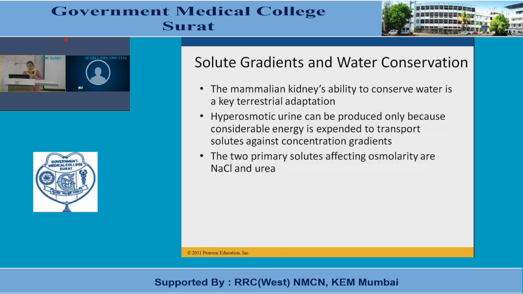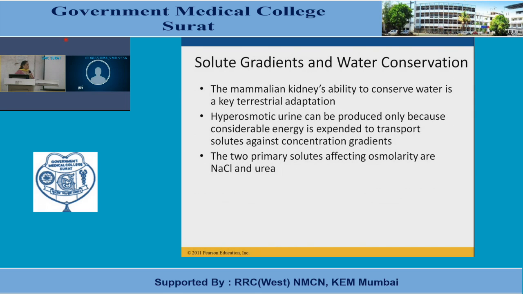Solute gradients and water conservation. Now the mammalian kidney's ability to conserve water is a key terrestrial adaptation. As I told you about the kangaroo rat and the other desert animals, they have a long loop of Henle, and this concentrating ability varies. There are different uricotelic animals, ammonotelic animals, and ureotelic animals. So accordingly, their waste products will change.